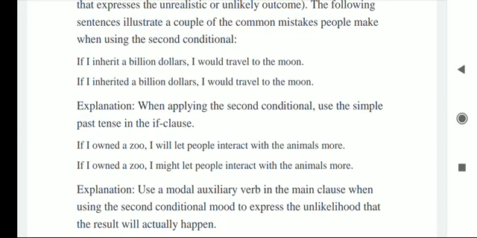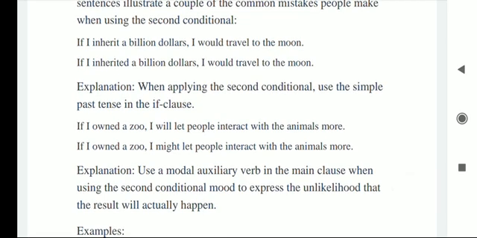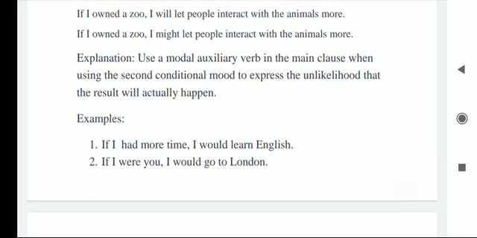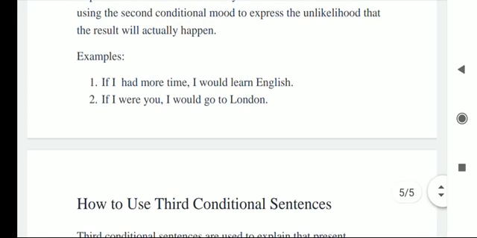Explanation: when applying the second conditional, use the simple past tense in the if clause. That is, "If I owned a zoo, I will let people interact with the animals more" is wrong. "If I owned a zoo, I might let people interact with the animals more" is correct. Explanation: use a modal auxiliary verb in the main clause when using the second conditional mood to express the unlikelihood that the result will actually happen. Examples: If I had more time, I would learn English. If I were you, I would go to London.